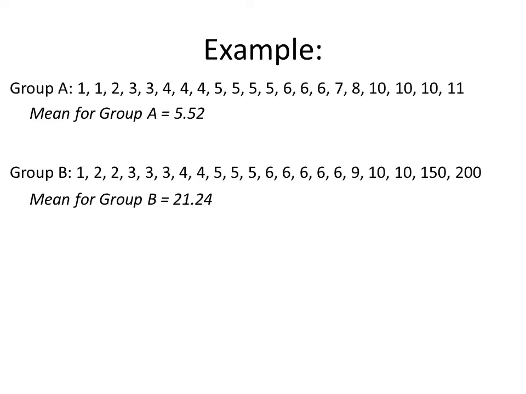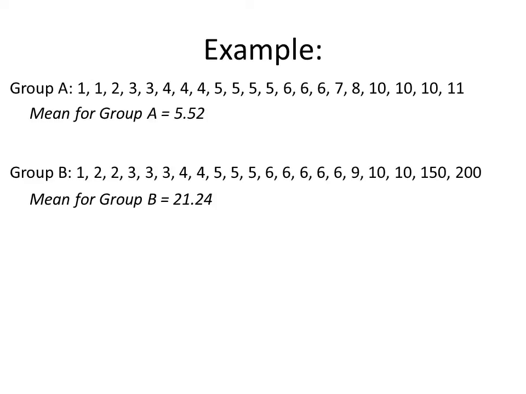Now let's look at the following example. The following is an example of contributions given to charity, expressed in cents, by two groups of children. Each number is a child. Now, if we look at the overall distribution, they are quite similar. But if we look at the mean for group B, we see that it is much higher than the mean for group A, because two students in group B gave extremely high contributions of 150 cents and 200 cents.